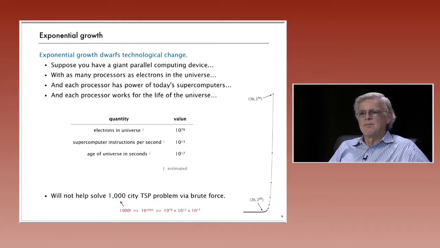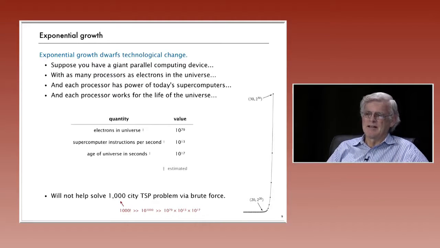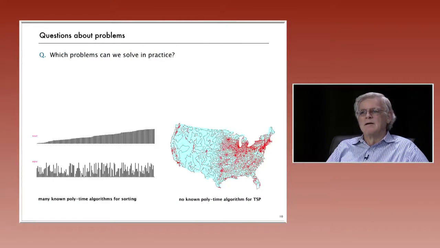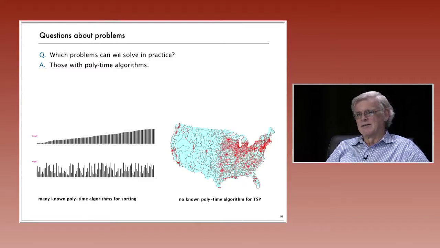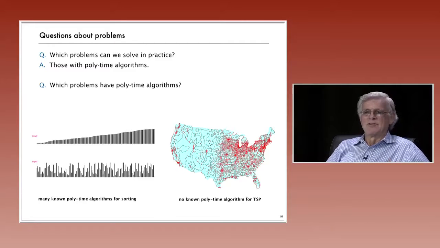So that's why it's so important to know which algorithms are going to require exponential time and which ones aren't. In this theory, it would seem, let's at least get that classification done. So which problems can we solve in practice? We're just going to say that the polynomial time algorithms are the ones that we can solve in practice that guarantee polynomial time performance. So that brings us right to the question, which problems have polynomial time algorithms?